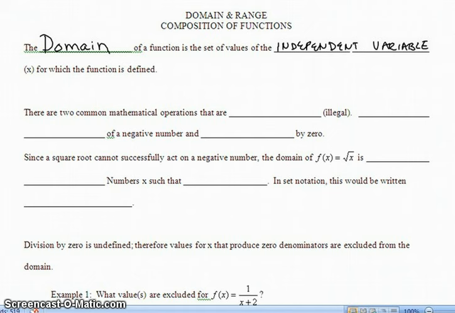There are a couple situations, though, where we will get undefined answers. There are two that we're going to look at here. You'll hear me in class say that's illegal, meaning you can't do it. There's not a mathematical way of doing it. The first one we're going to look at is the square root of a negative number. And the second one is division by zero.